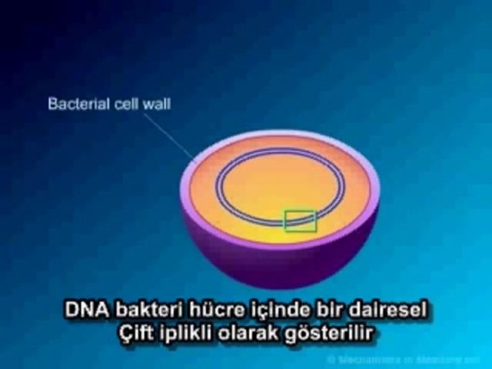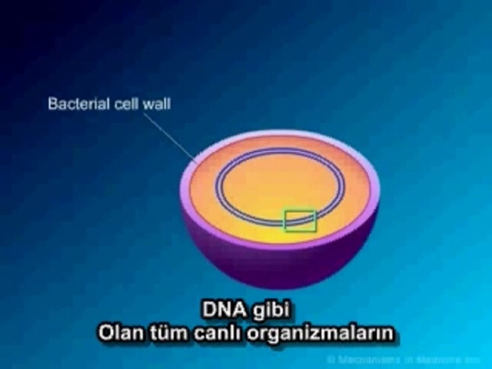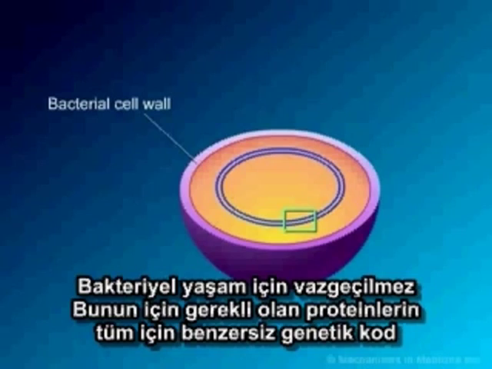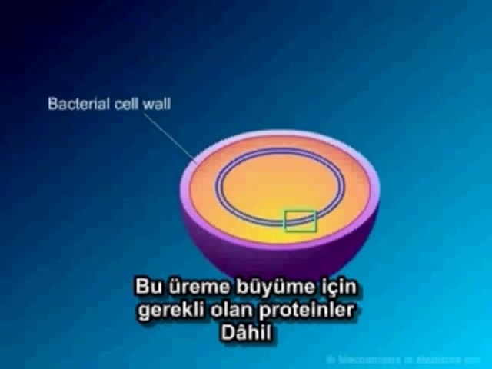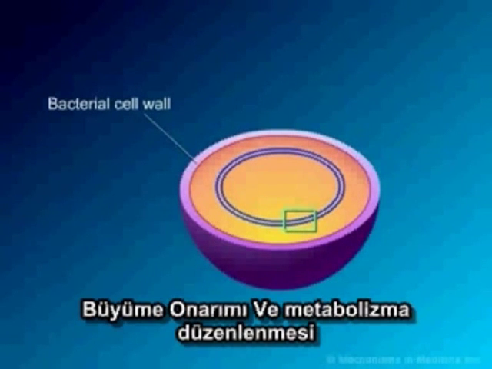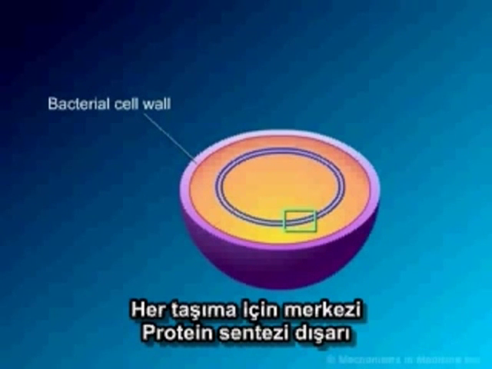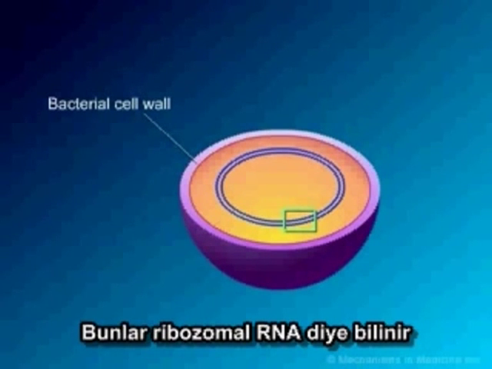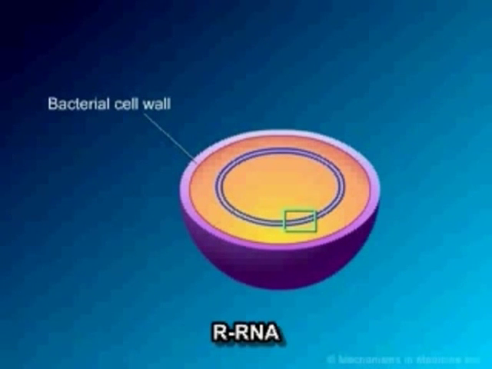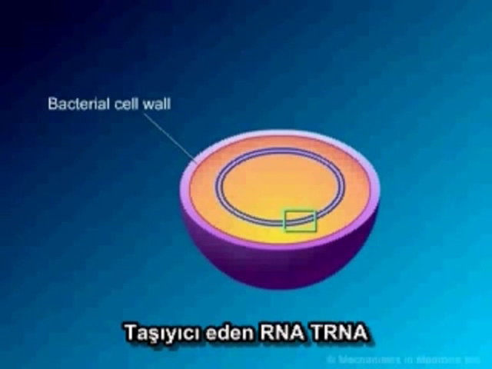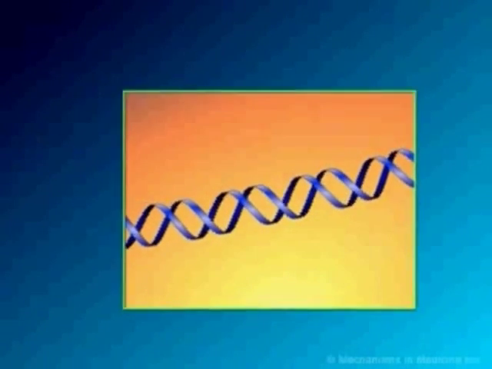The DNA is shown as a circular double strand within the bacterial cell. Like the DNA of all living organisms, it contains the unique genetic code for all of the proteins required for bacterial survival. These include the proteins required for reproduction, growth, repair, and regulation of metabolism. It also codes for the 3 kinds of RNA that are essential for carrying out protein synthesis. These are known as ribosomal RNA, rRNA, messenger RNA, mRNA, and transfer RNA, tRNA.